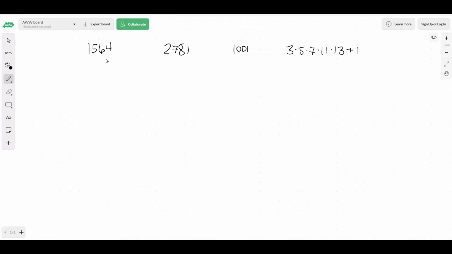So 1564, I'm sorry, so I have four numbers here, and I want to know, are they prime or are they composite?